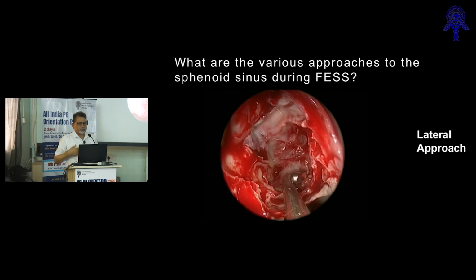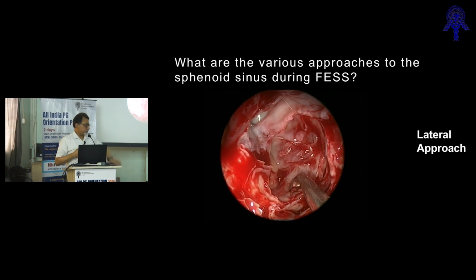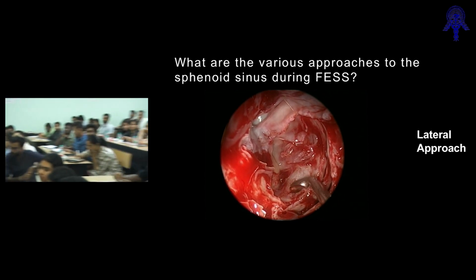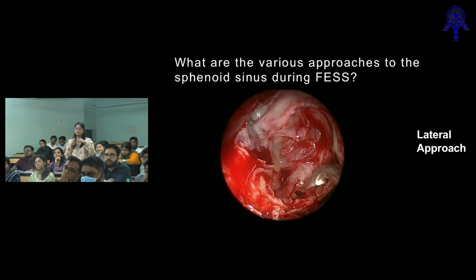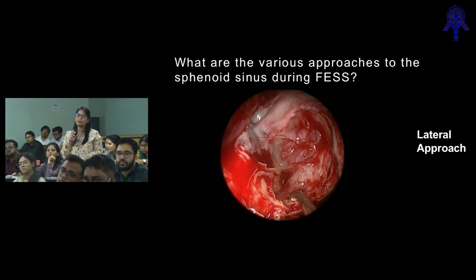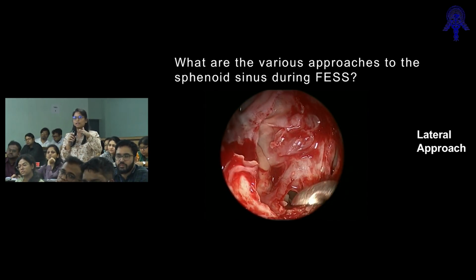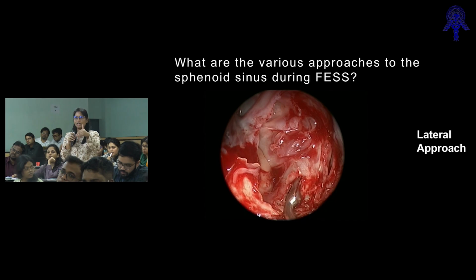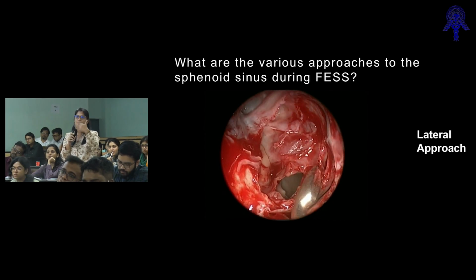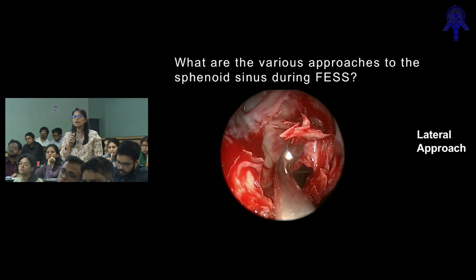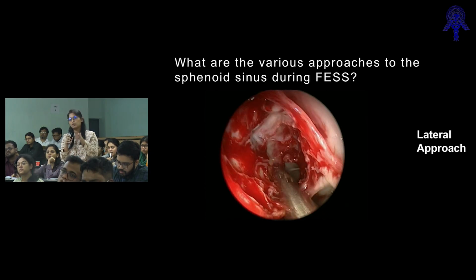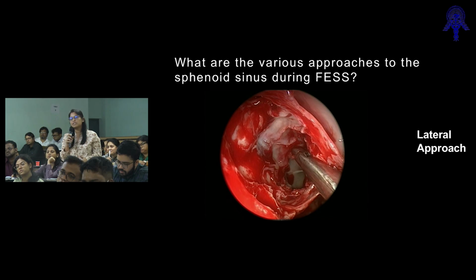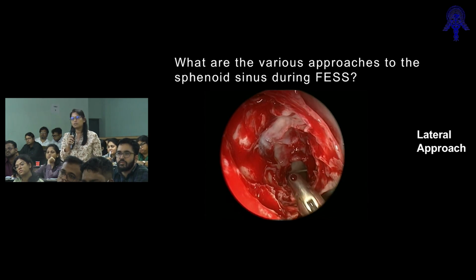So the approaches to the sphenoid sinus are the lateral approach, intermediate, and the medial approach. In the lateral approach, there is an imaginary line over the roof of the maxillary antrum, which goes behind, and below the line it will be the sphenoid sinus, and above that would be the posterior ethmoid. Another is the medial approach, where we go medial to the middle turbinate to the sphenoethmoidal recess, and in the intermediate approach we go through the middle turbinate.